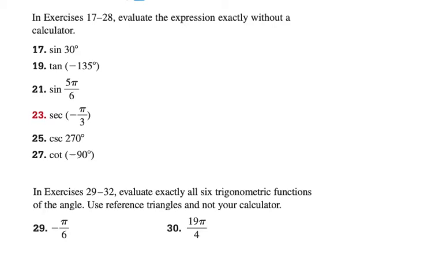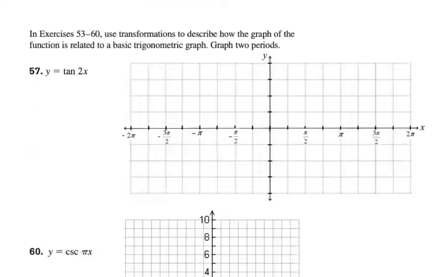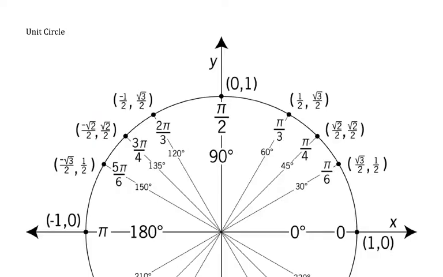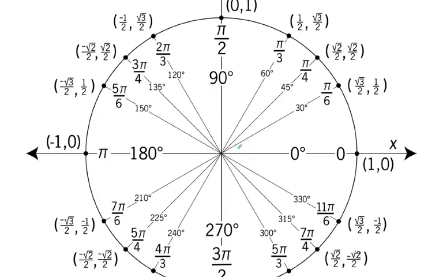Alright, the next one they want you to use the unit circle, because notice they're saying without a calculator. So we need the y value, because that's what sine is telling us, of 30. Going to 30 degrees, here it is, y value is 1/2.